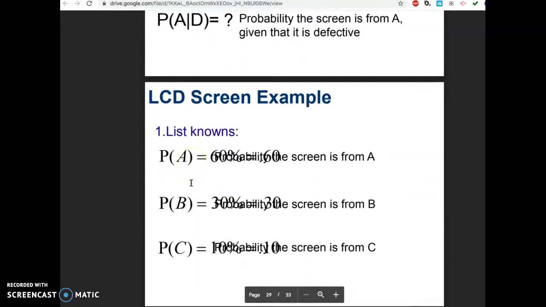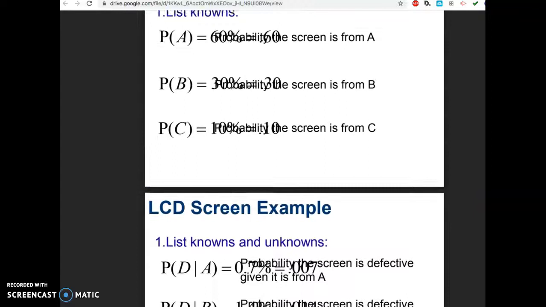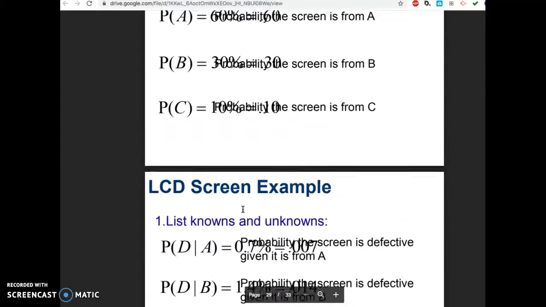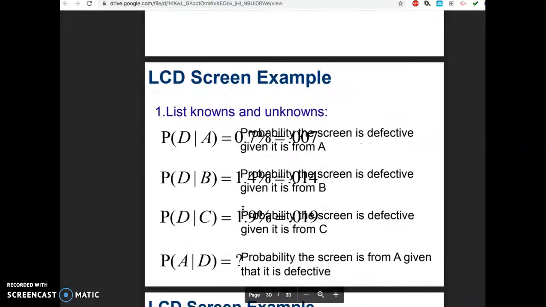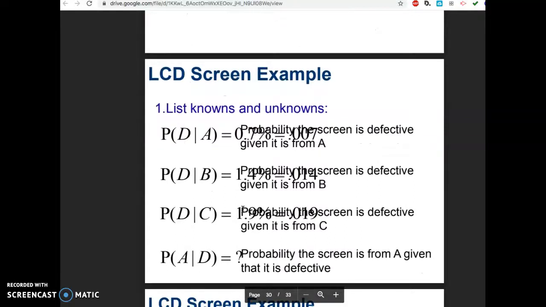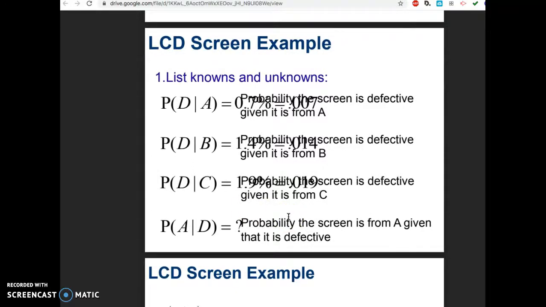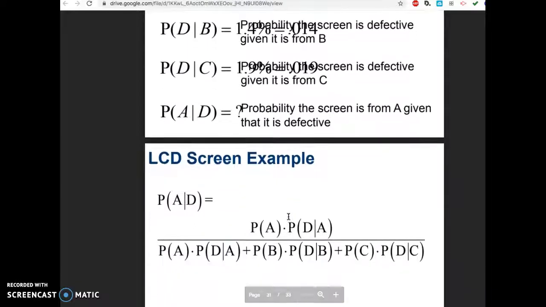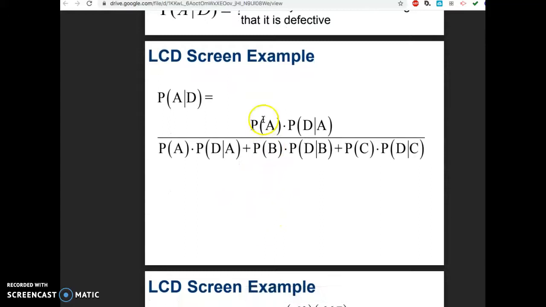Okay, so, oh geez, this didn't come out well. Gosh darn it. So if you already know it's defective, you can already figure out how many of the original screens were defective, because you can multiply it by how many of the products were actually made at that place. So it's a pretty crazy formula. The probability of A times the probability of D given that it was A, over all their probabilities multiplied together and added up.